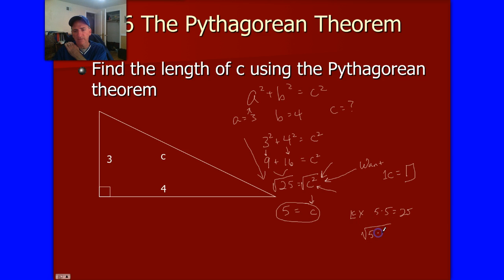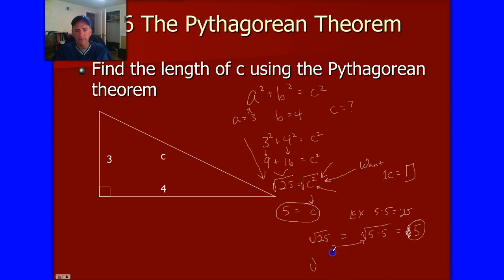The square root of 5 times 5, that's the same thing as the square root of 25, right? Square root of 25 is the same thing. 25 is 5 times 5. And we know that the square root of 25 is 5. The square root of 25 is 5. So square root of 5 times 5 is 5.